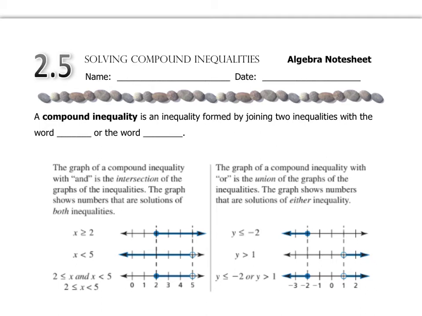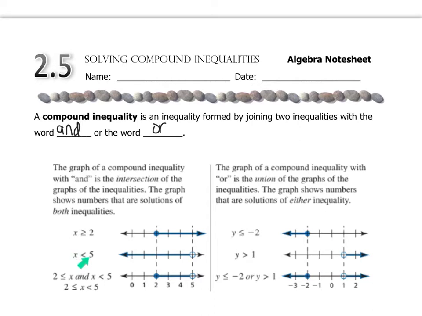Compound inequalities get a little tricky. All they are is two inequalities that you put together using the words "and" or "or." So an example is down below. We've got this inequality, x is greater than or equal to 2. And then we have this other, different inequality, x is less than 5.